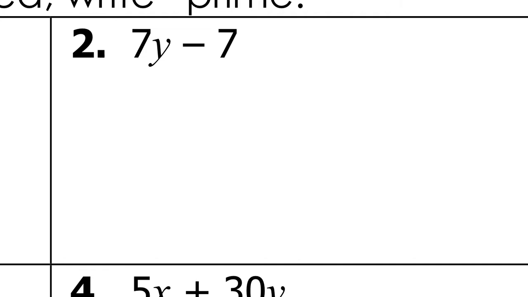Same thing for number 2. If we're looking at it, I have the coefficient 7, and then I have the constant value 7. And this 7 happens to be negative, so I just want to be aware of that. So my greatest common factor here very easily is the number 7, because that's all 7 has. You can't break 7 down. It's a prime number. It's just 1 and 7, so there we are.